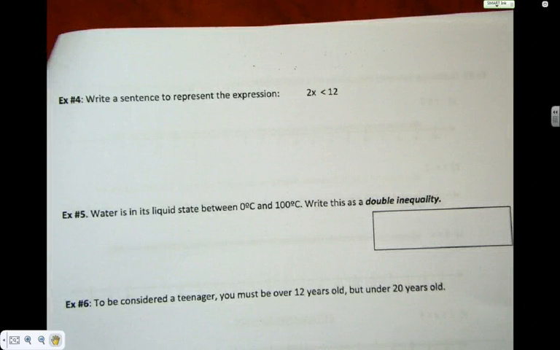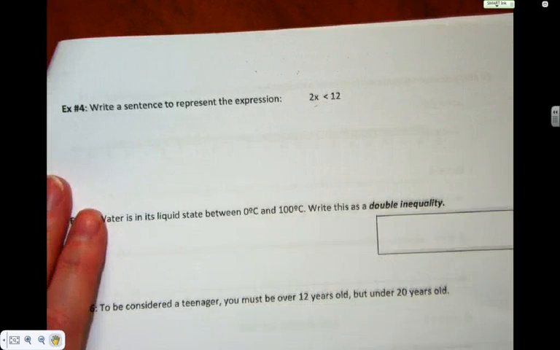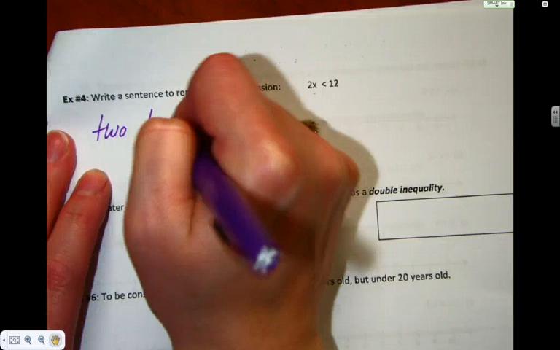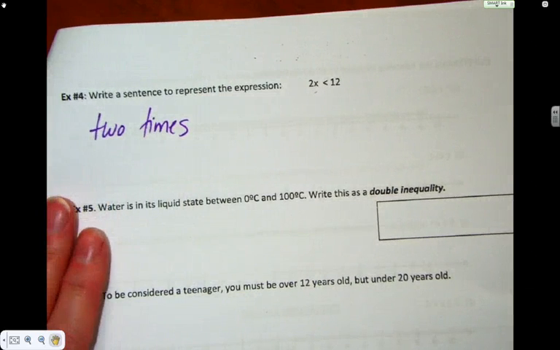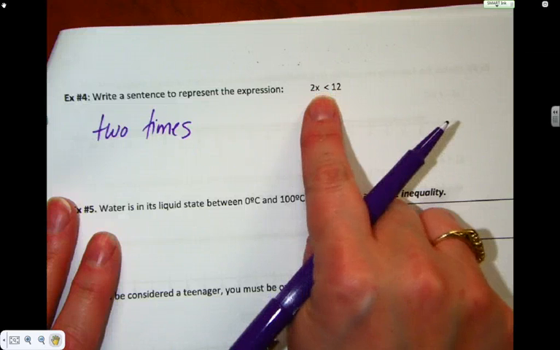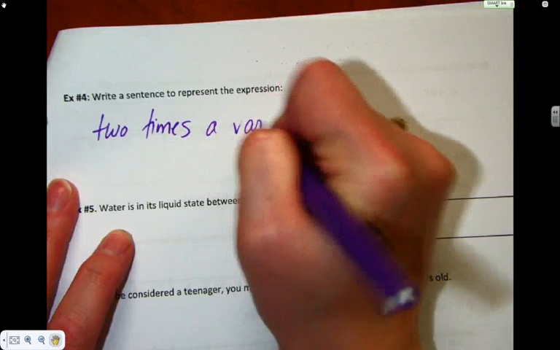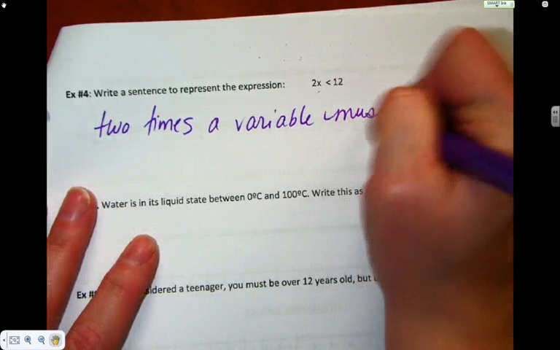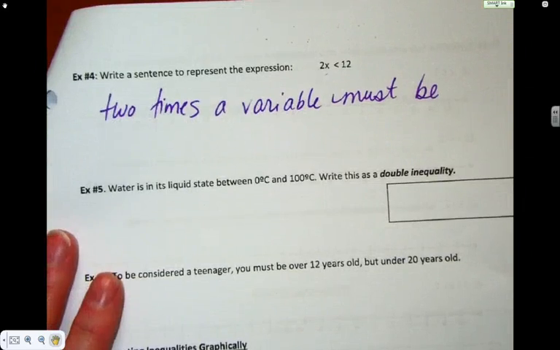Write a sentence to represent this expression. All we're doing now is just taking the answer and we're going to give the words. So this is the symbols, I want the words. So how do I express 2 times something? Well, 2 times. What do I call x? What's the word for it? What's the vocabulary word from Unit 2? 2 times a variable. Must be. Translate the symbol.